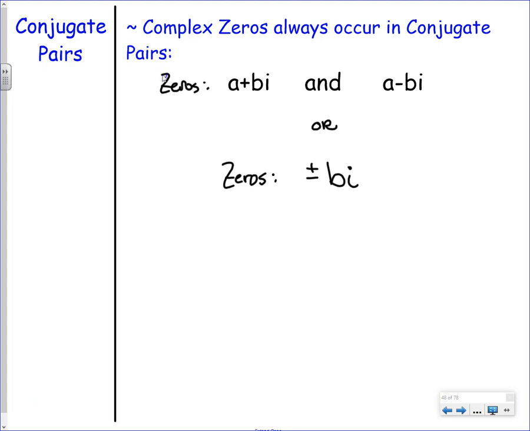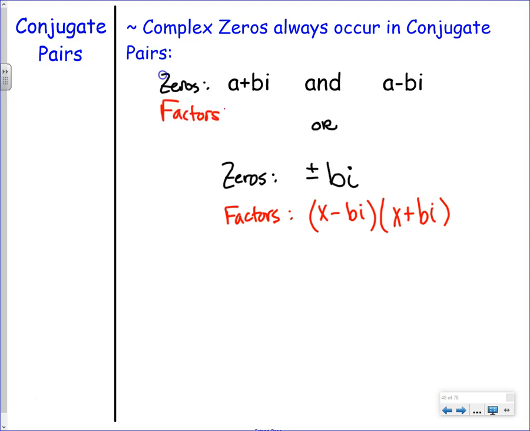If they were written as factors though, remember the difference between zeros and factors? Zeros are the x equals a plus bi, x equals a minus bi. Or x equals positive bi, x equals negative bi. The factors would be x minus bi and x plus bi. If we find the zeros, we can make factors, or if we find the factors, we can make zeros. For this top one, it would look a little bit funnier sounding.